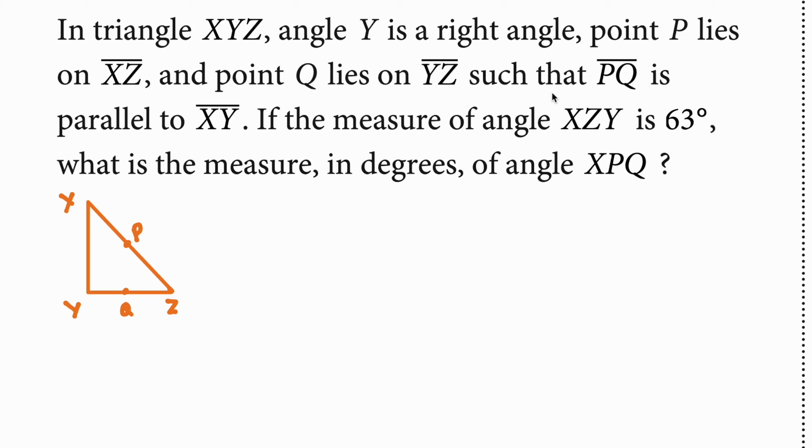Okay. And point Q lies on YZ, such that PQ is parallel to XY. Great. This is parallel to this. This is the symbol for parallelism. If the measure of angle XZY is 63 degrees, what is the measure in degrees of angle XPQ?